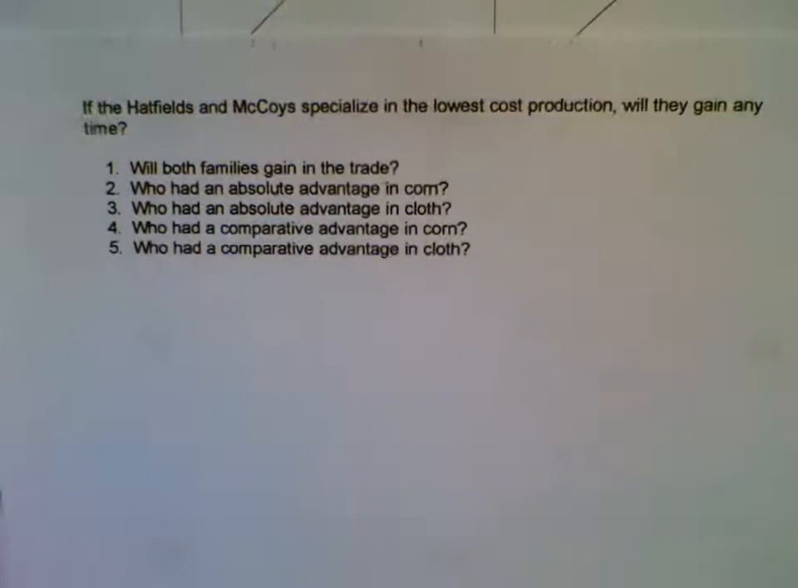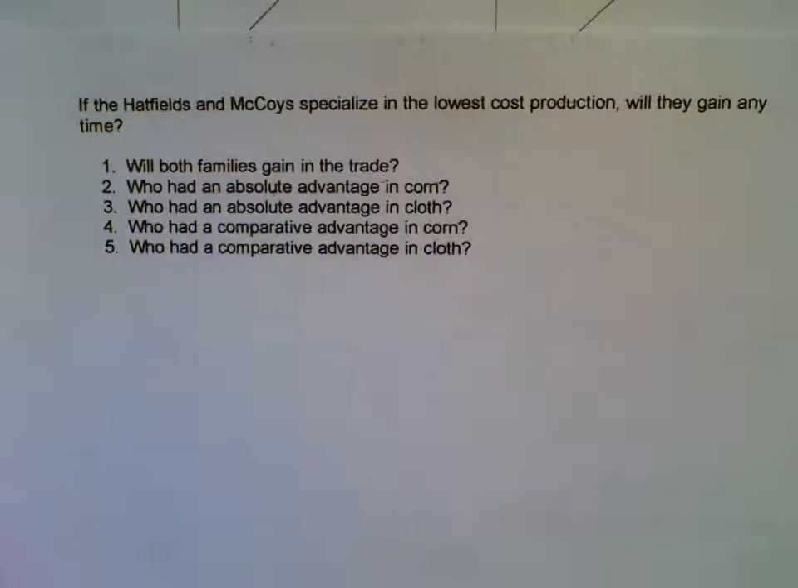So let me answer these questions. It says if the Hatfields and McCoys specialized in the lowest cost production, will they gain any time? Will both families gain from trade? And we just saw that. It took a total of 18 hours when the Hatfields were producing by themselves, and it's 16 hours when they produce 2 bushels of corn and trade for the other. So they're saving 2 hours. And then the McCoys, it took them 27 hours before they were willing to trade. Now it's 24, so they're able to save 3 hours.